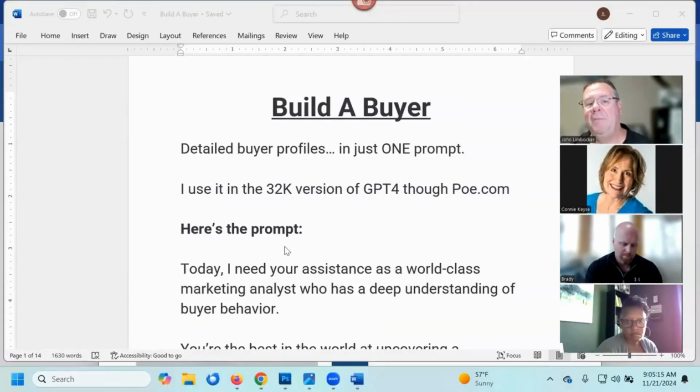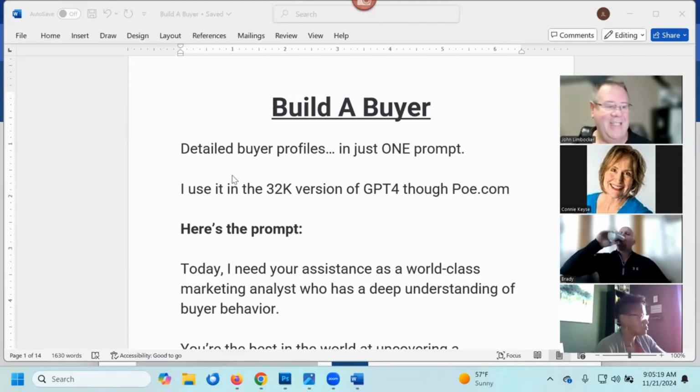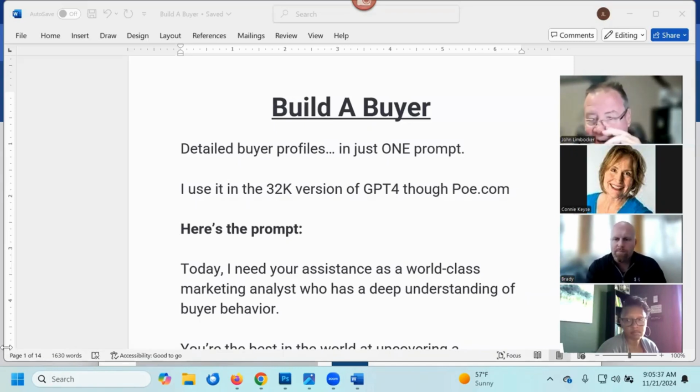All right. So this is the Word document. It's called Build a Buyer. And it's a very, very detailed prompt. You'll see this thing's 14 pages long. I know a lot of you are probably used to writing a prompt that says, hey, tell me who my buyer is, and that's your prompt. Well, this is going to dig a little bit deeper. So hold on to your hat as we jump into this.